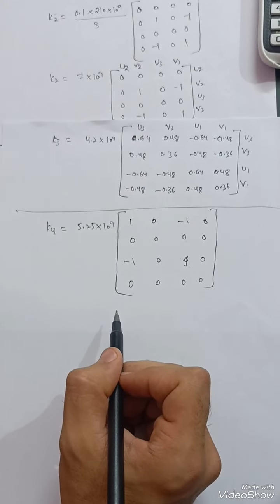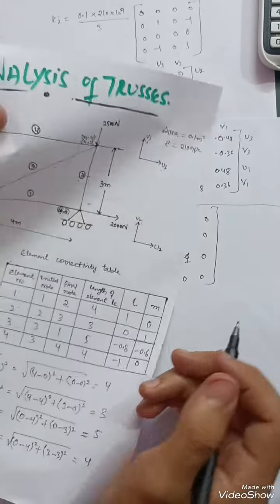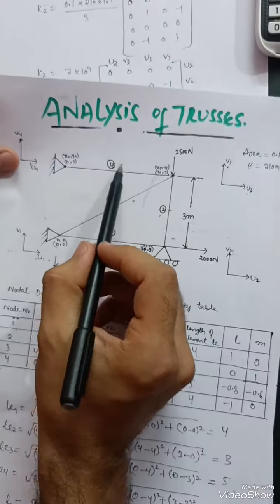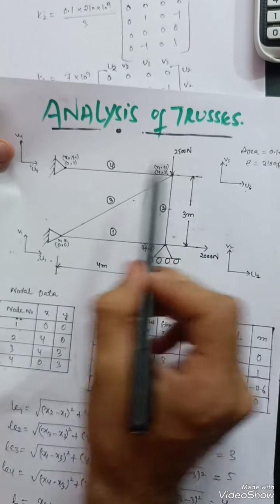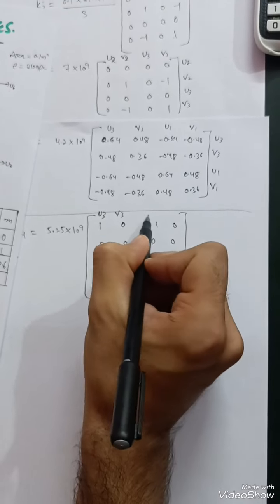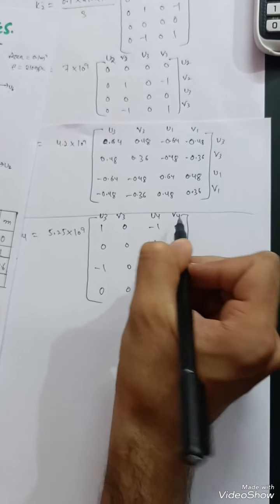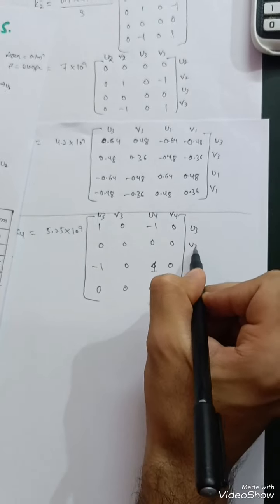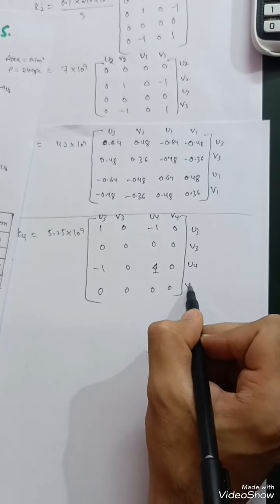If I show you the fourth element over here, this is the fourth element. So the nodal displacements are u3 v3 and u4 v4. So write it here, u3 v3 u4 v4.